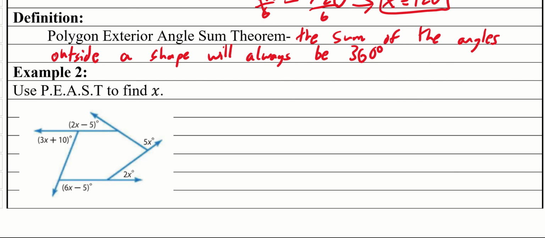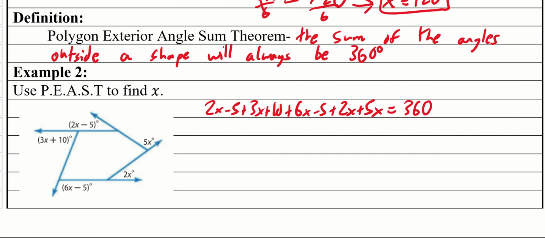Okay, so example 2, this will be our last example for today. If you need to, you can pause your video and sketch this here. But if I'm looking at this, I want to again use that theorem that we talked about to solve for x. It doesn't matter how many angles there are, those are going to add up to 360. So all I need to do is add them all up. So 2x minus 5 plus 3x plus 10 plus 6x minus 5 plus 2x plus 5x. So I have 5 exterior angles, and those should all add up to 360.